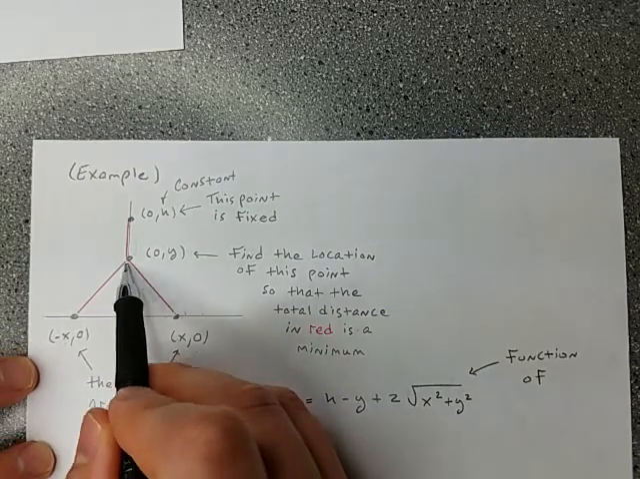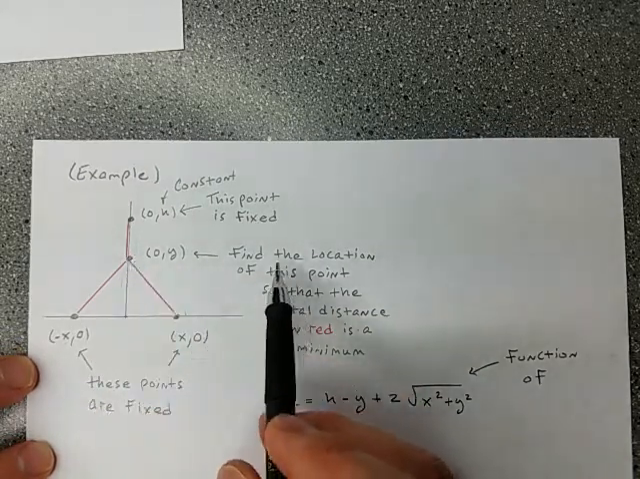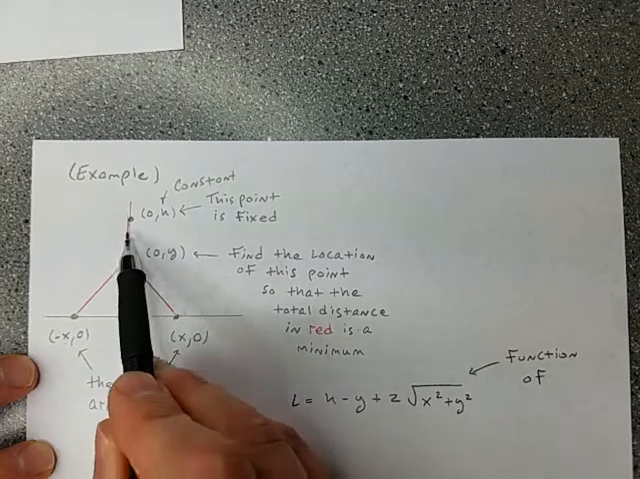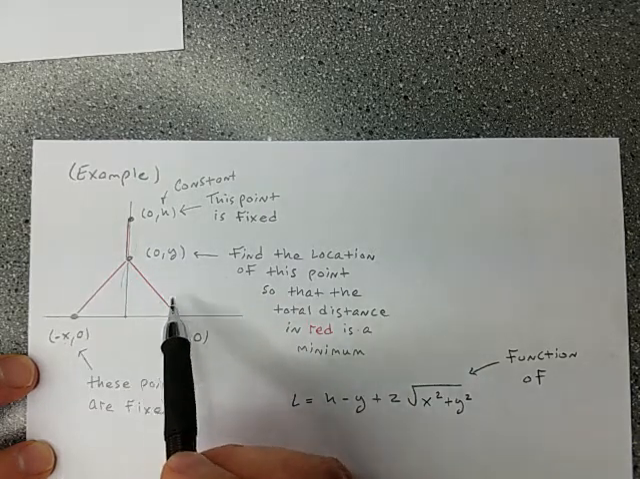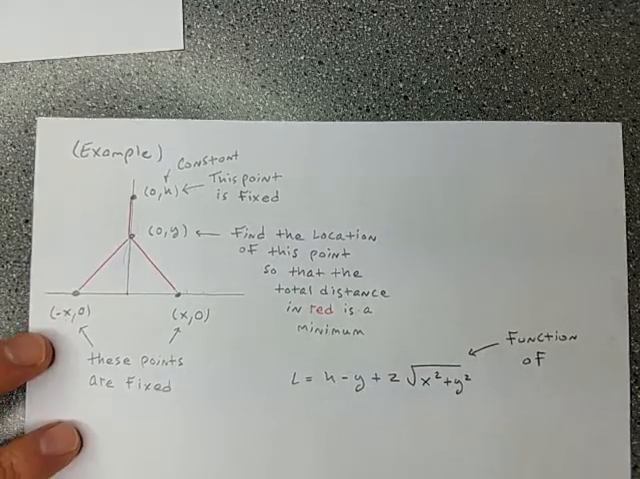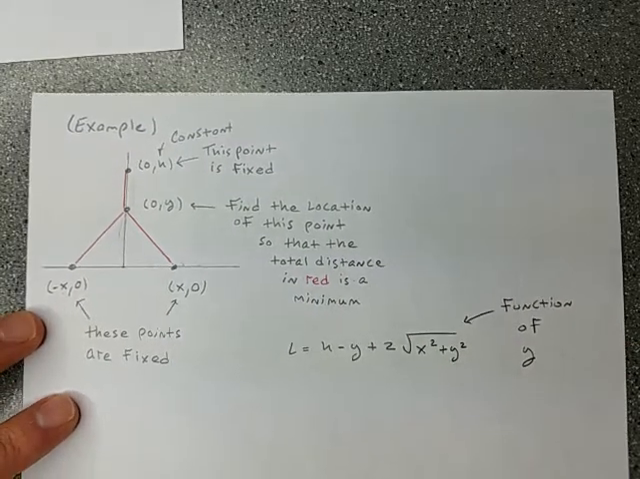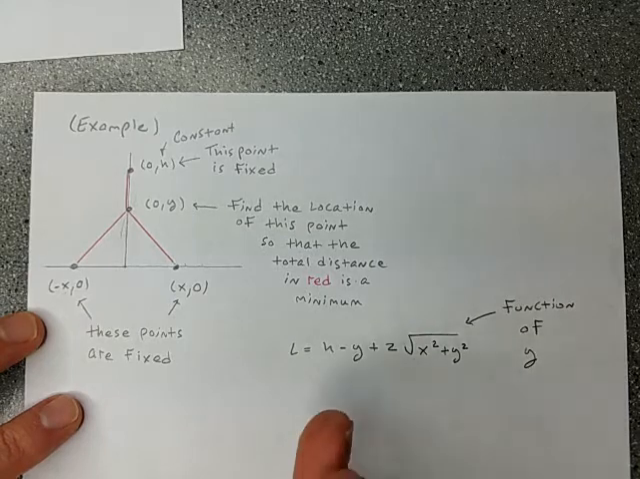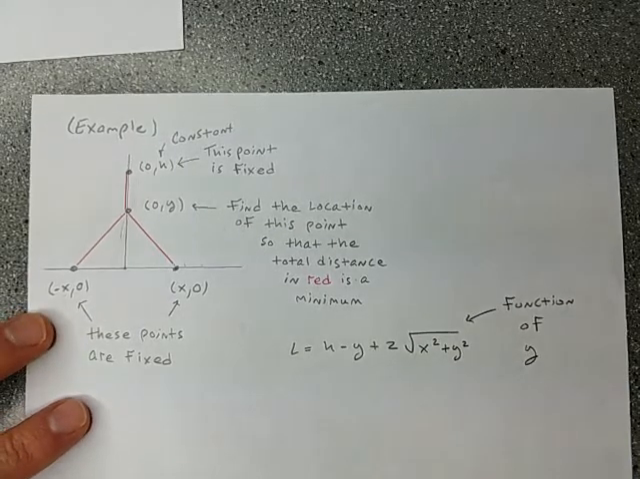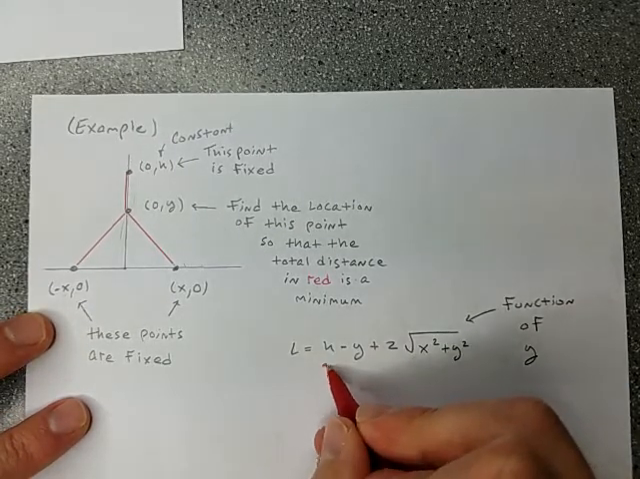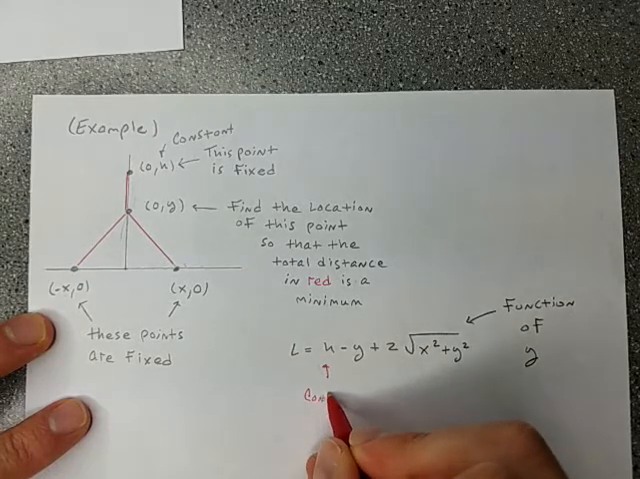y, we're trying to figure out where the split should be. Find the location of this point where the line splits so that the total distance in red is a minimum. So this is going to be a function of y. Now I'm going to let you do this one because at this point it's similar enough to the others. But we're going to look at h like that's a constant.